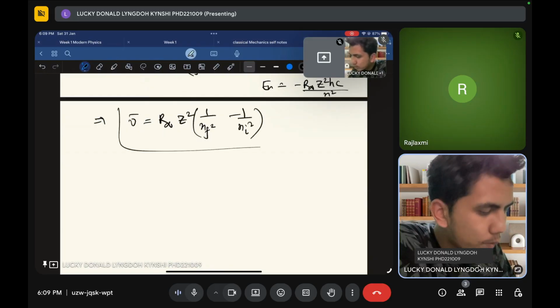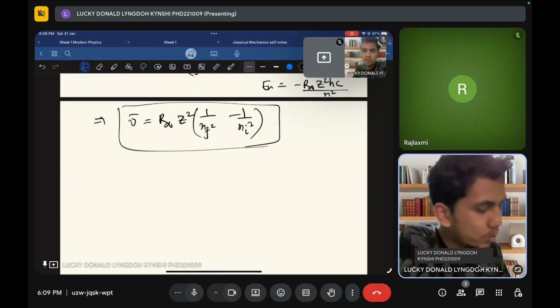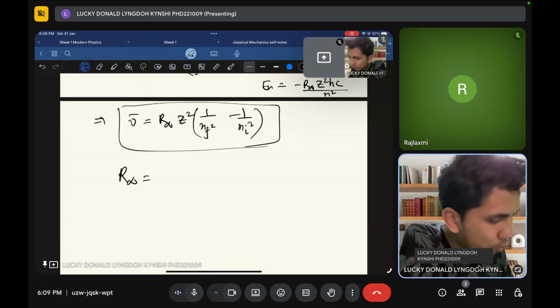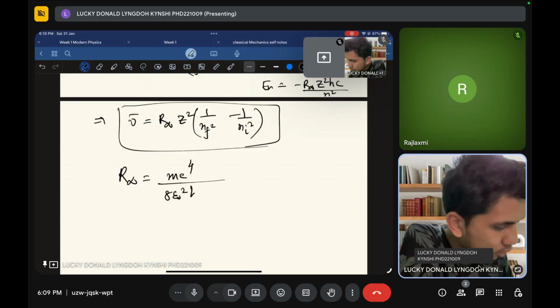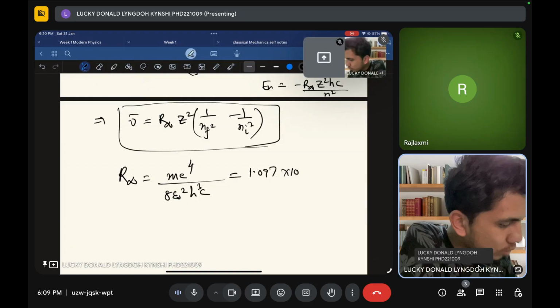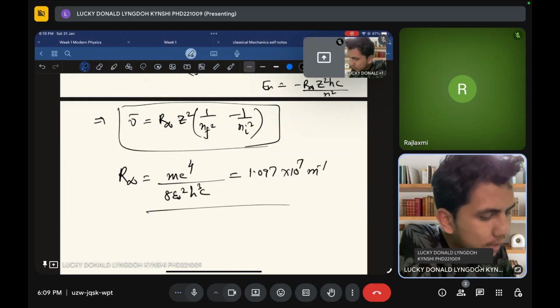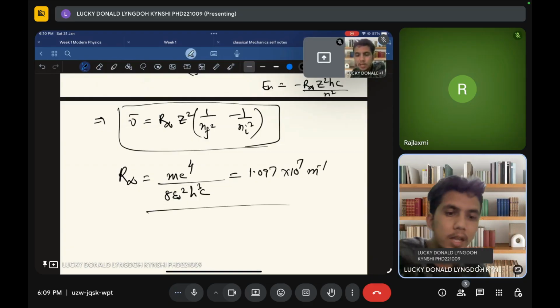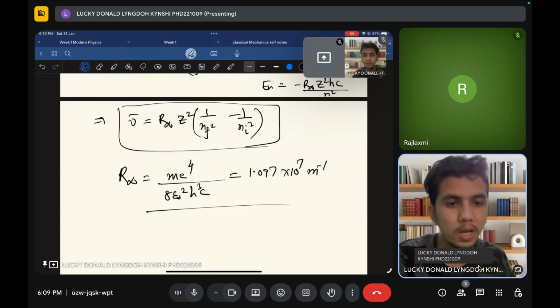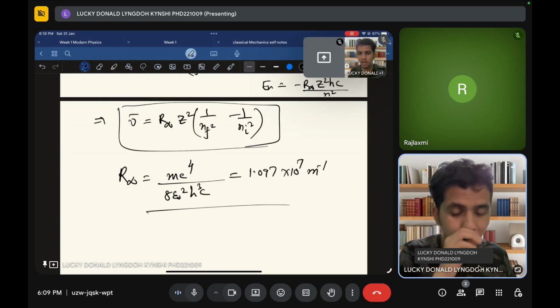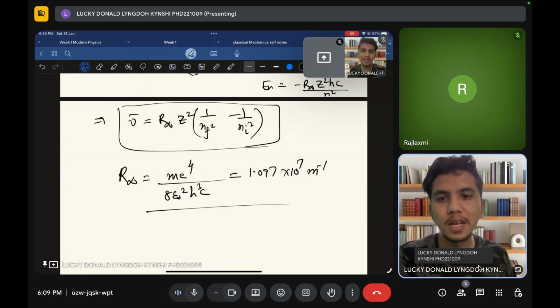This is very, very important, because this is what it explains. R infinity is equal to m e to the power 4, that we have just mentioned, 8 epsilon naught square h cubed c, which is equal to 1.097 into 10 to the power 7. And this is exactly what you see in what Balmer, what I have just shown you, that whenever there are atoms, vapors get excited, and then when they emit radiation, they emit in a certain fashion which follows exactly this formula.